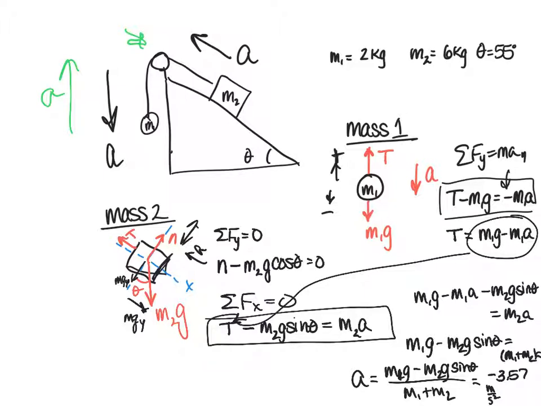Once I know that acceleration, I can plug it into either one of my two equations to solve for tension. I can also use v equals v naught plus at to figure out how fast those objects are moving after 2 seconds. And that's it.